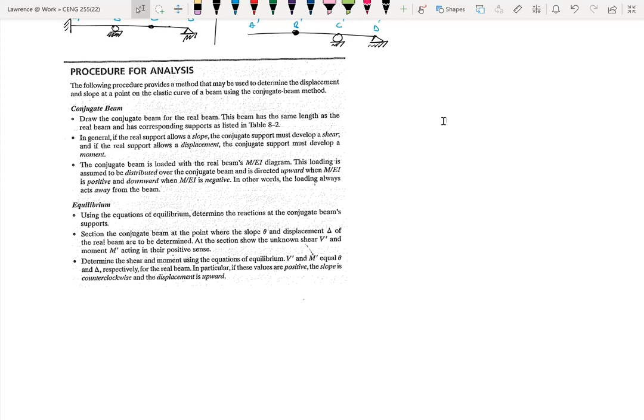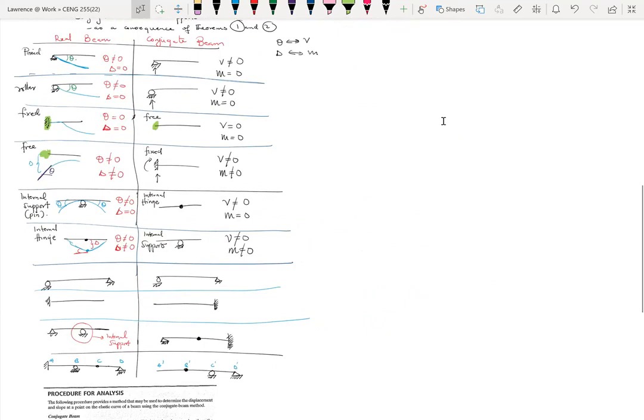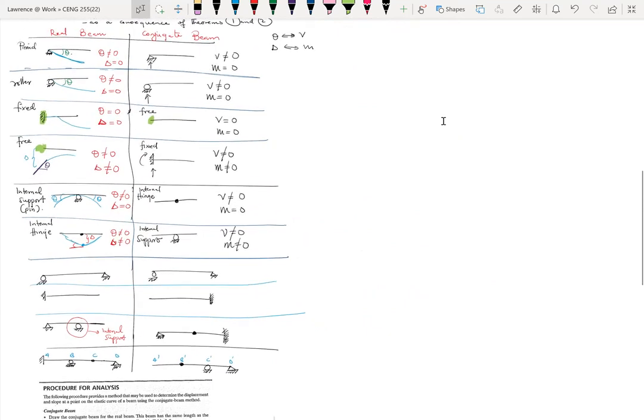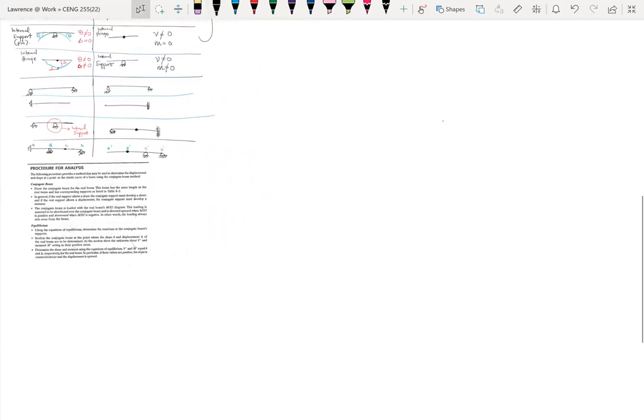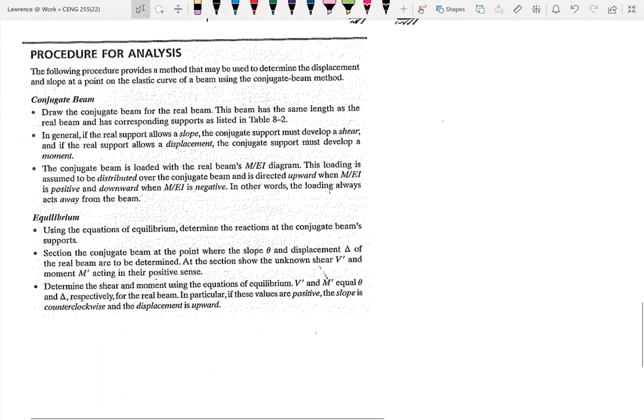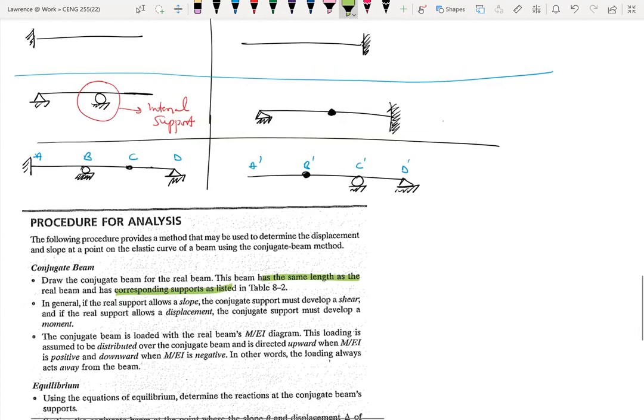And then the Table 8.2 that the book mentions is pretty much what I have done in this table. So from the book, this would be Table 8.2 from Hibbeler. I think hopefully I got the spelling right. All right, so from that table, that's what it means. So it should have the same length and also the same corresponding supports. I gave some examples in this space right here.